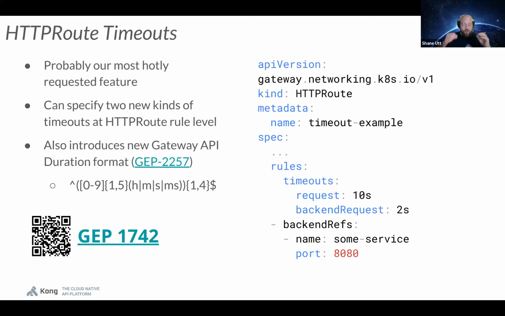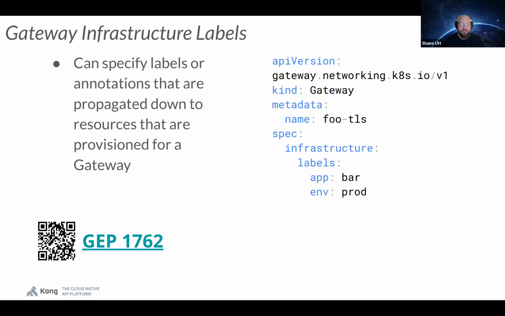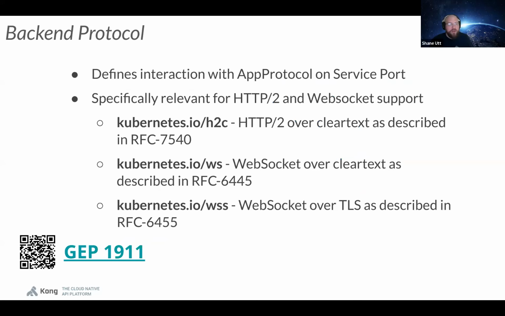So we did add something for this. This is experimental right now. We're trying it out, where you can basically just propagate annotations down to these services if they exist. It's kind of a weird one, but the need is very great. So we're trying it out and seeing what we get. Backend protocol defines the interaction with app protocol and service port. So this is relevant for HTTP2 and WebSocket support. We added a few things upstream for H2C, WS, WebSockets over clear text, and WebSockets over TLS. If you're interested in these kinds of things, GEP 1911, QR code right there.